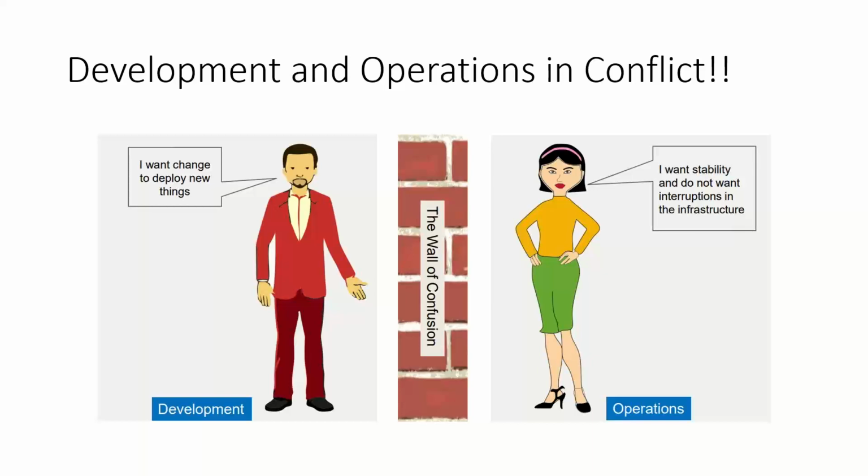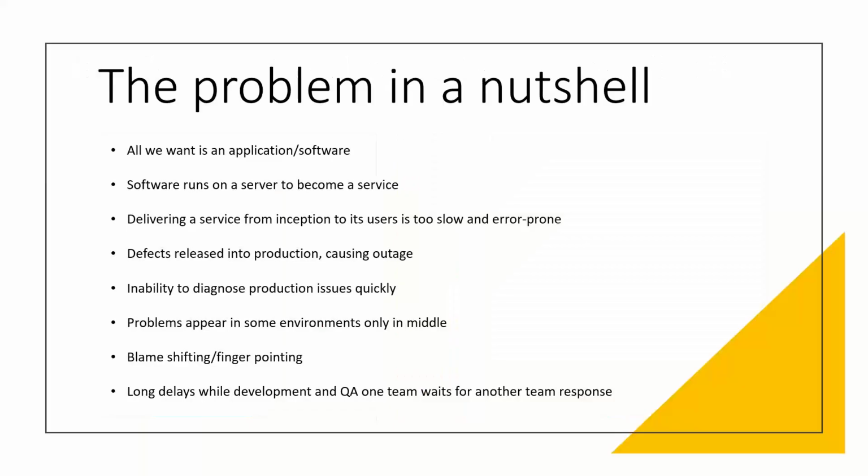So what are we going to achieve with DevOps? Whatever drawbacks we find with the traditional models, which are the waterfall model or agile model, we are going to overcome them with DevOps. If you see the problem in a nutshell, all we want is an application, a product, a software in the IT industry.